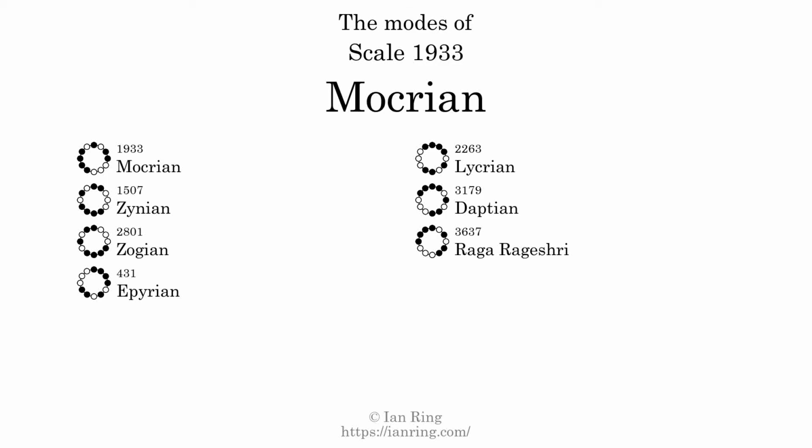The seventh and last mode is scale 3637, also known as Raga Rajeshri. It sounds like this.